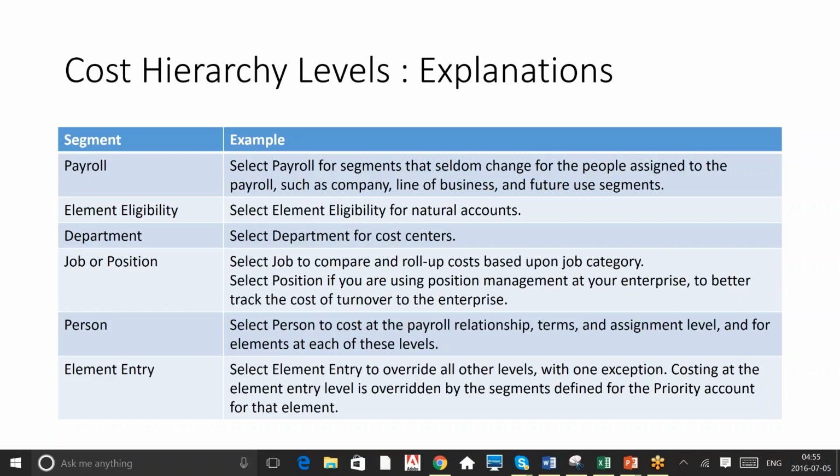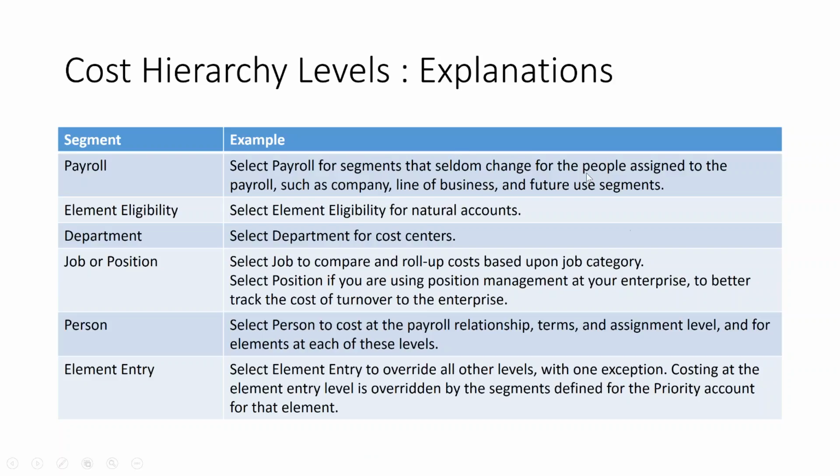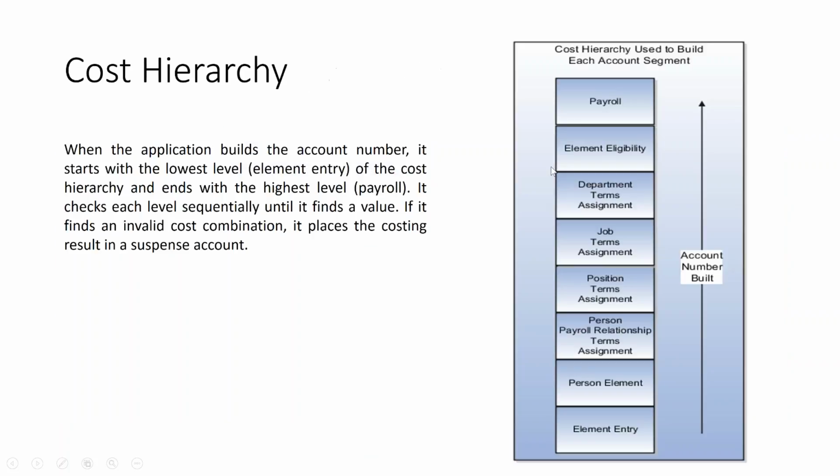Now you can also define the costing at the person level. If you remember the hierarchy, I'll just go back a few slides. Okay. So if you remember this, then the lowest level is element entry, and then there is person element, and then the person payroll relationship. That is actually in the third level.